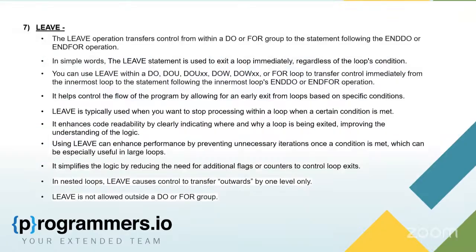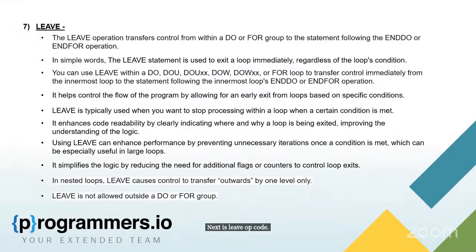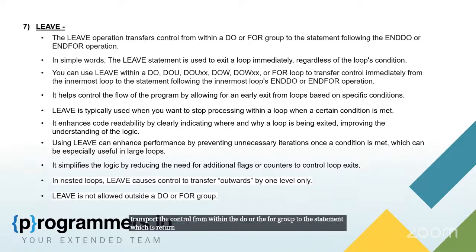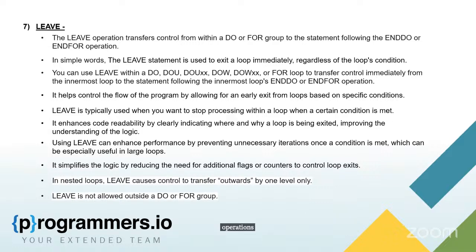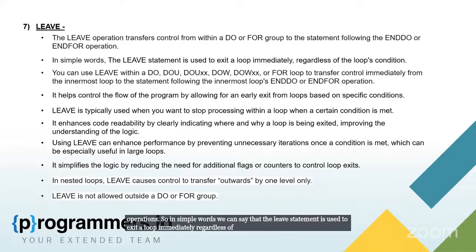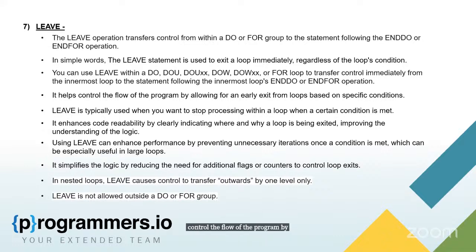Next is the leave opcode. The leave opcode basically transfers the control from within the do or the for group to the statement which is written after the end do and the end for operations. So in simple words, the leave statement is used to exit a loop immediately, regardless of its condition. We can use leave with any of the loops which we have covered till now, and it helps control the flow of the program by exiting from the loops based on specific conditions.